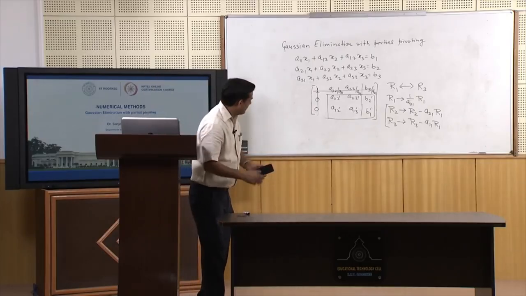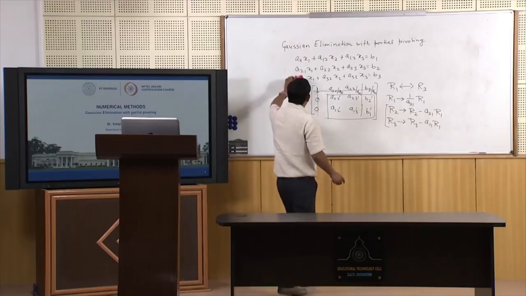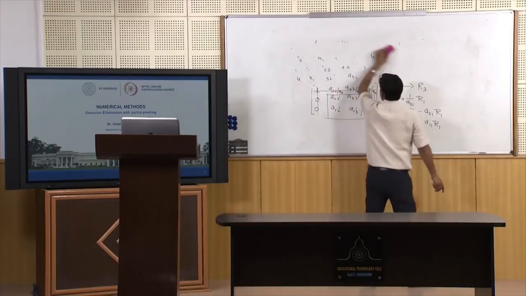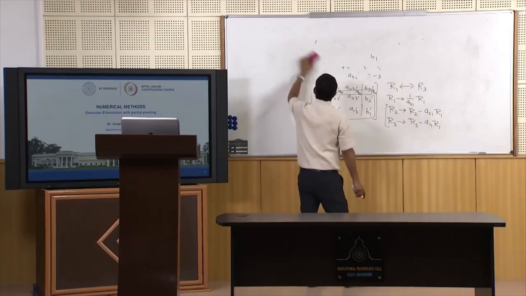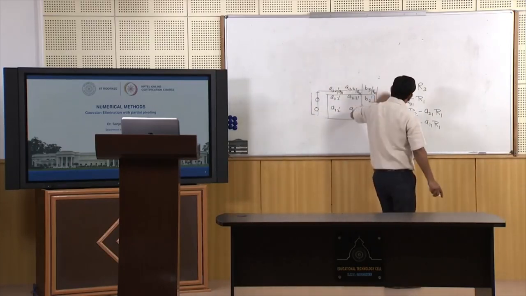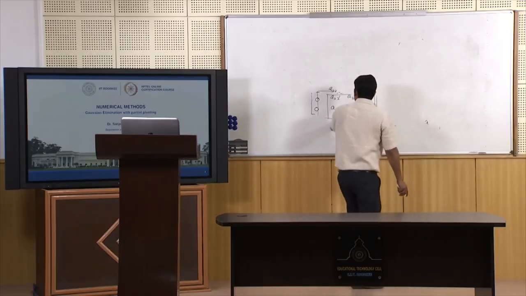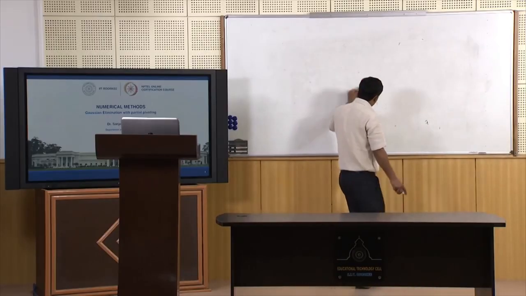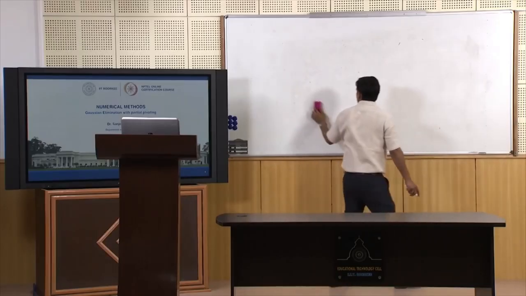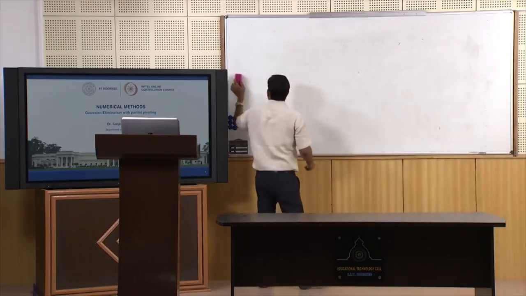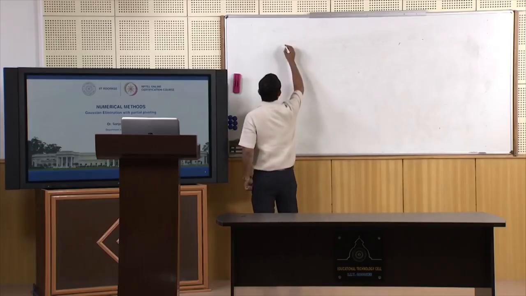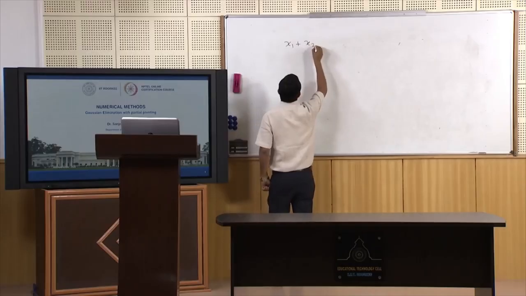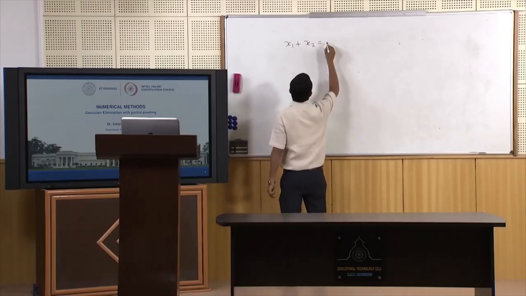So, let us take an example which has two equations and two unknowns. So, a very small example, and then we will see that this particular example is an ill-conditioned system. So, let us take the first equation as x1 plus x2 equals 2.